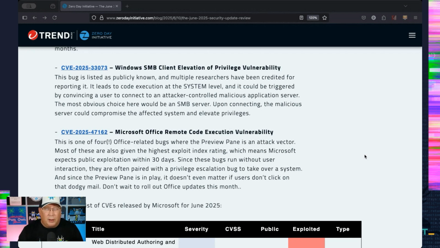Users click on everything. So yeah, this is definitely going to be something that's going to be targeted, because we've seen attacks like this in the wild in the past. This same type of attack where you have a malicious SMB server out there and you try to connect to it. This one is not currently under active exploit. It is publicly known. It was reported by, I think, 4 different researchers. So yeah, that's a bad one too.